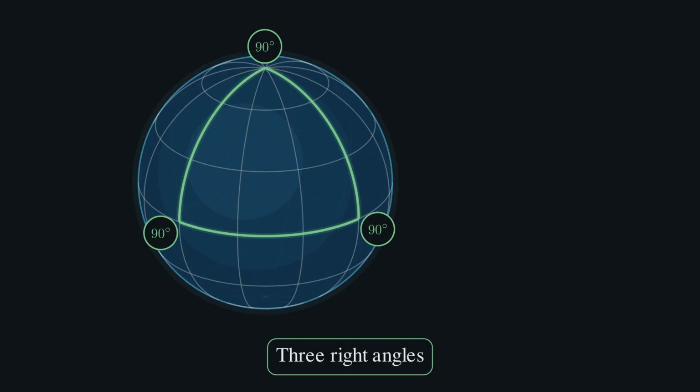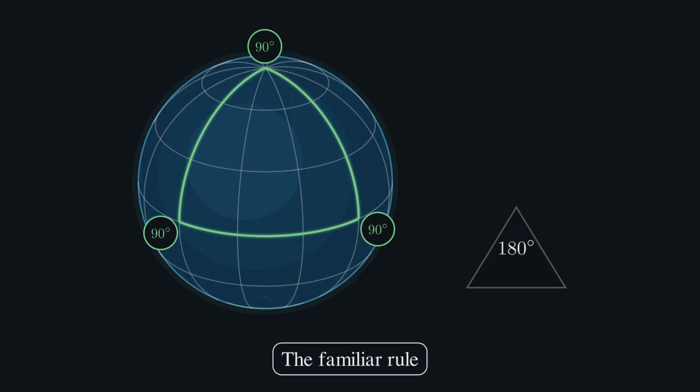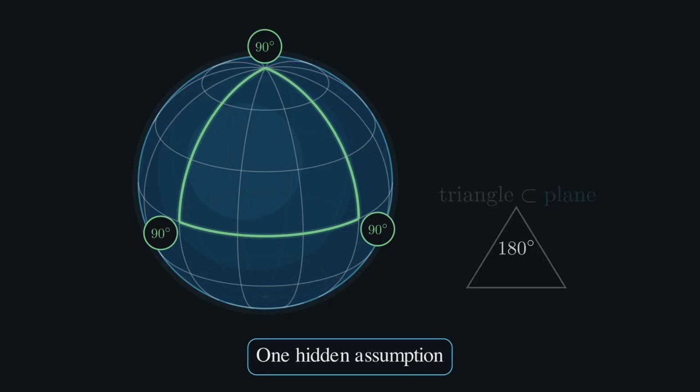A triangle can have 3 right angles, and every corner is genuinely square on the surface beneath it. The familiar 180-degree rule is correct on a flat plane, so place that flat triangle beside the globe. The disagreement is not an arithmetic trick. It exposes one hidden assumption inside the rule. The space containing the triangle is flat.